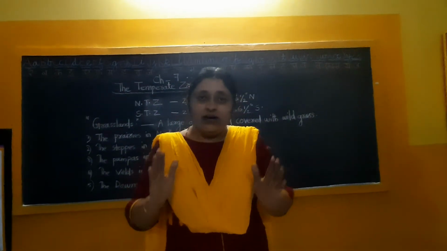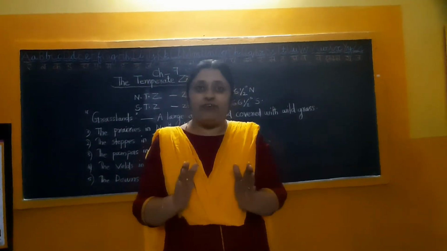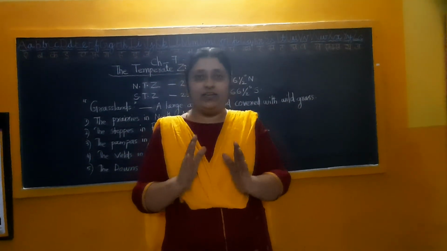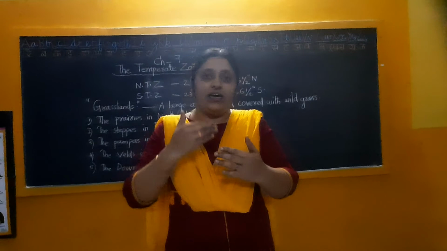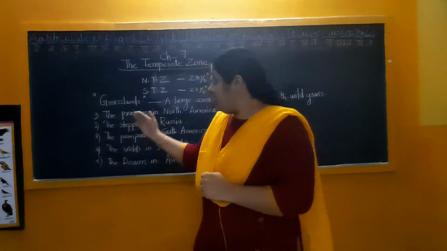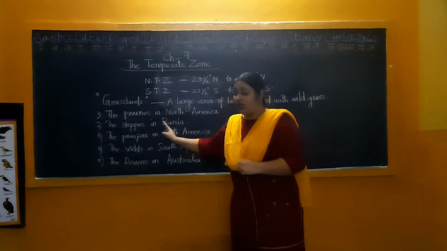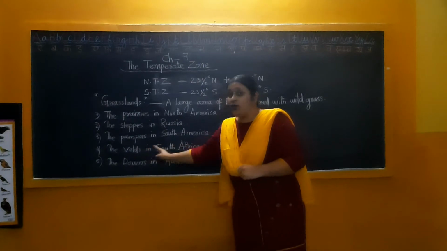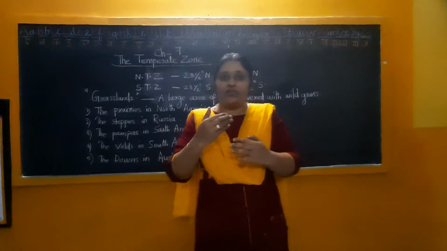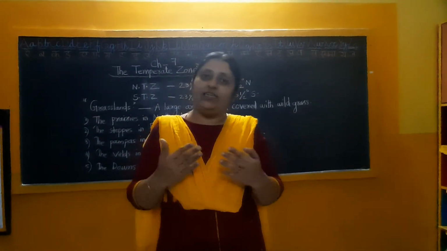That means we are learning about the temperate zone. In the temperate zone, grasslands are very famous. Grassland means a large area of land covered with wild grass. So in the northern and southern temperate zones, 5 grasslands are there. These are the grasslands: prairies in North America, steppes in Russia, pampas in South America, veld in South Africa, and downs in Australia. And we learned about the main difference between these northern and southern grasslands, and the climate also.